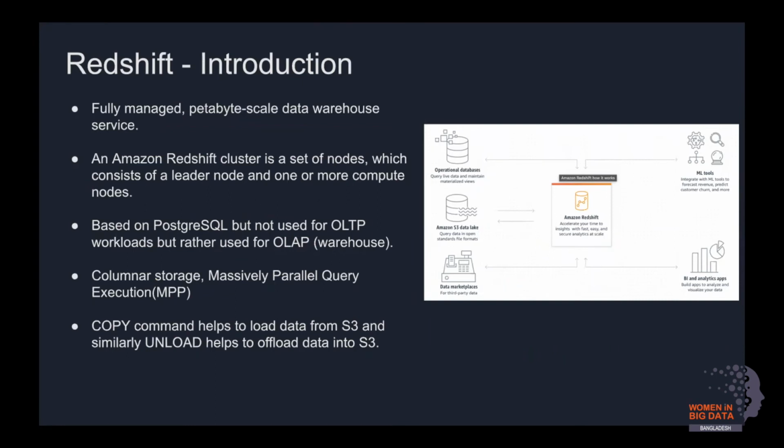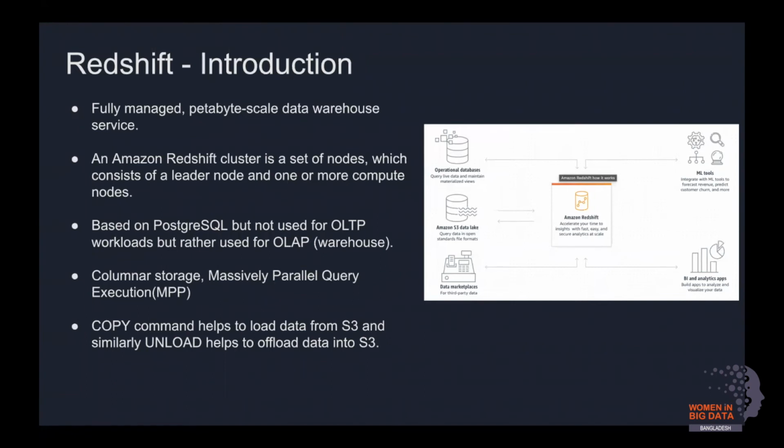It's a warehouse which can scale up to petabytes, like 1000 terabytes. It can scale up to 1000 terabytes. A petabyte-scale warehouse system, a kind of offering which Amazon provides, is called Redshift. The database engine underneath Redshift is Postgres.